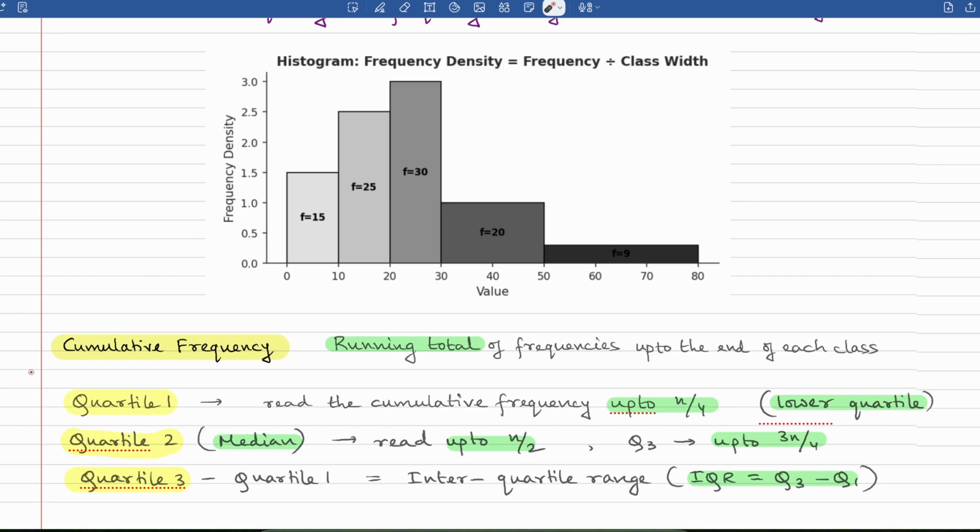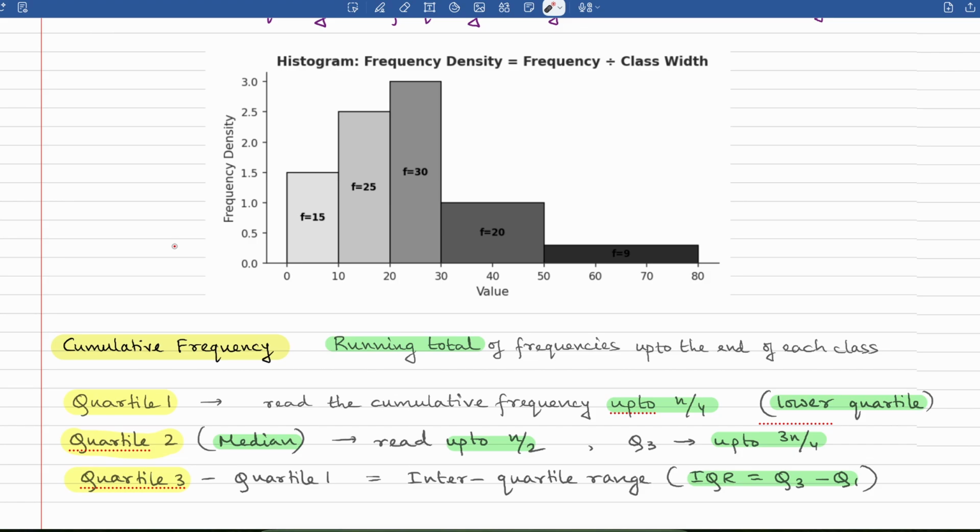Now we look into quartiles. Okay, what are quartiles? So quartiles are obtained from medians, right? The easiest way to obtain quartiles is to first find out the median of the data, and then the median will split your data into two equal halves. Take the first half of the data, calculate its median, take the second half of the data, calculate its median.